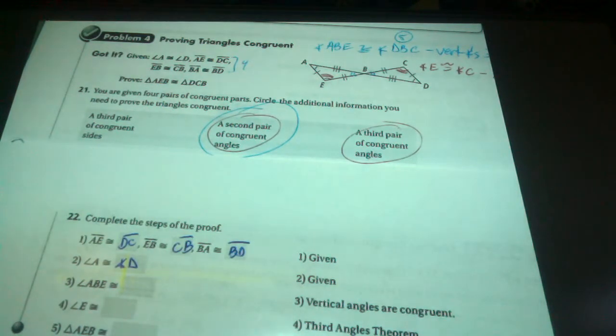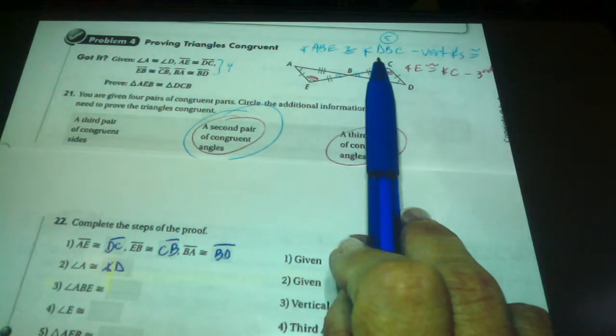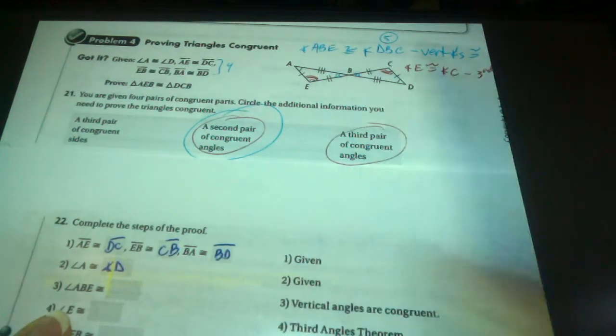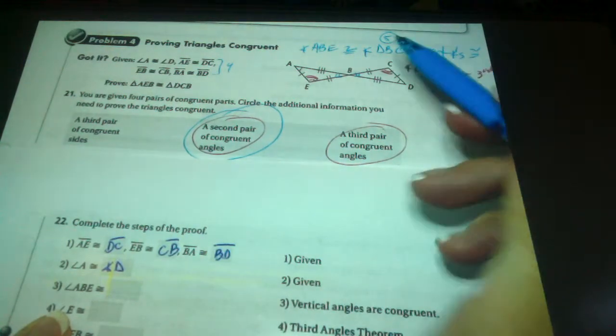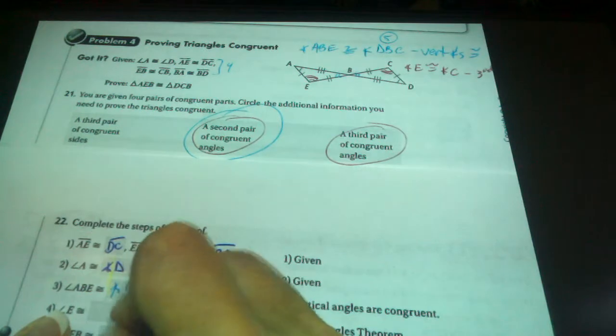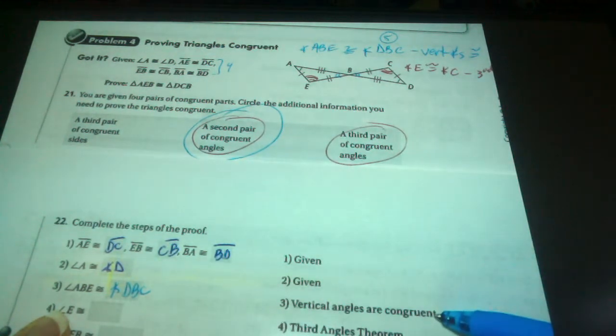Then remember that our very next thing that we chose to prove was that vertical angles were congruent. And so they start off with angle ABE. So we're going to put here angle DBC. And they've used vertical angles are congruent with a series. And that's an acceptable thing to write.